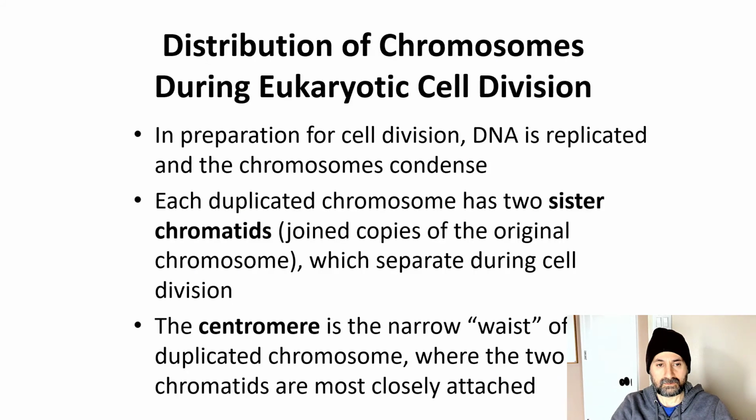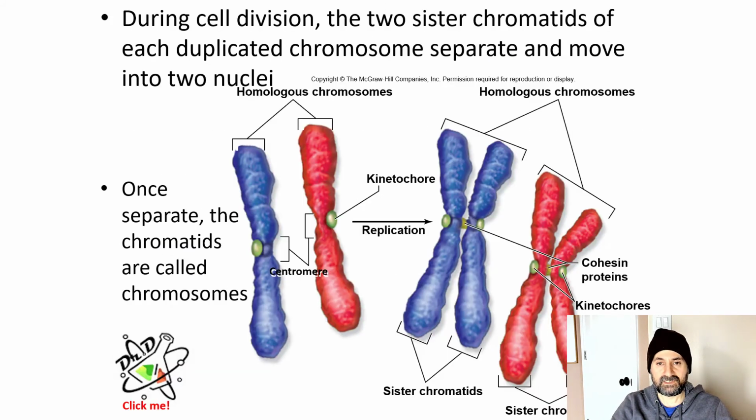What else do we need to know? We need to know the difference between sister chromatid pairs and homologous chromosome pairs. There's a nice video here in your notes. If you go to your lecture handouts and click on this icon at the bottom left, this is a nice overview of the difference between homologous chromosomes and sister chromatid pairs. So please know the difference.